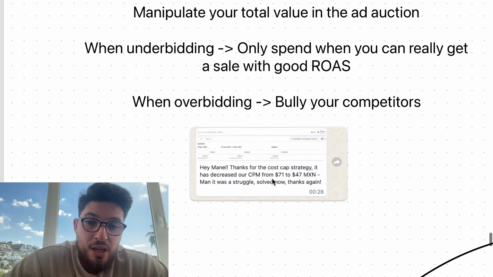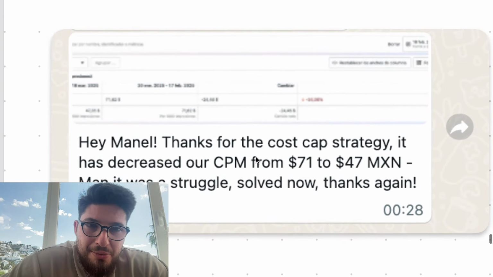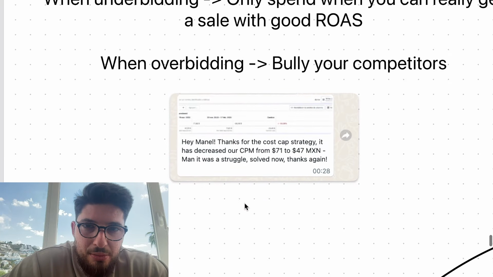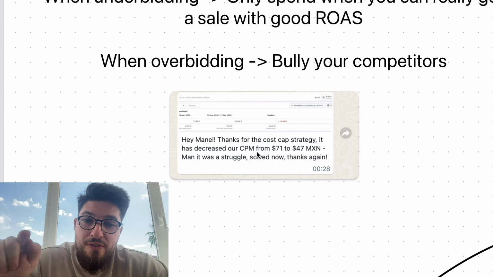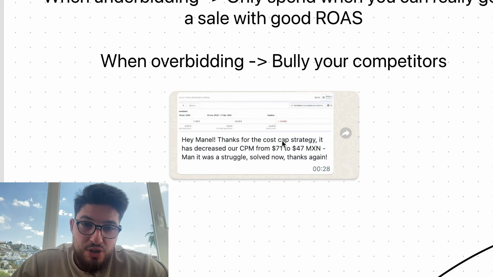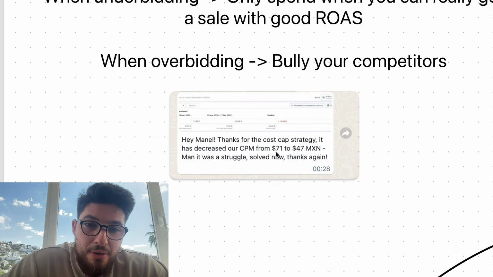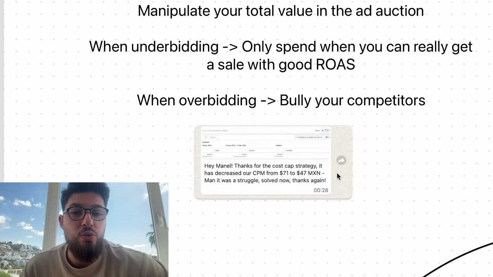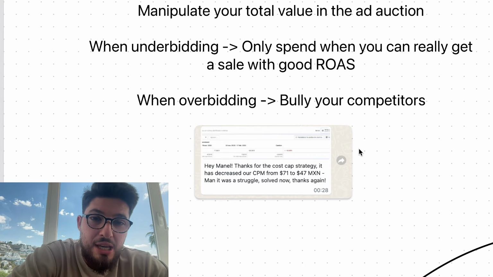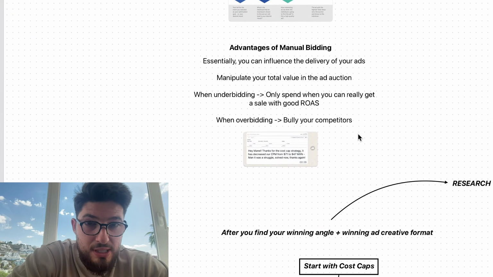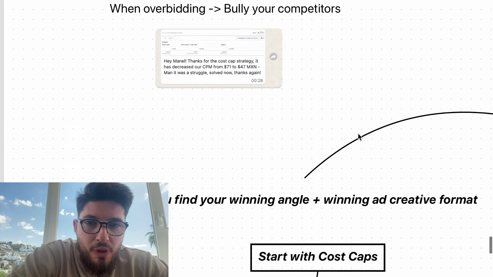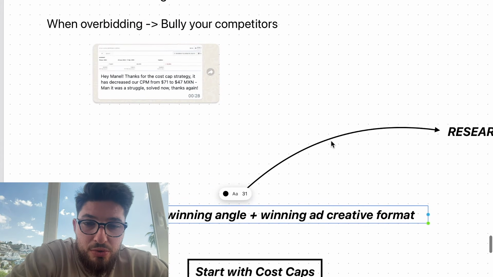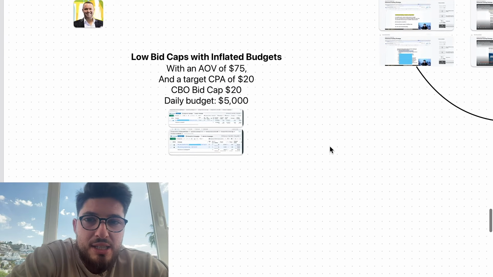That's nice as well. I actually have here a testimonial, a message from one of the members of my coaching who was using overbidding cost caps, the cost cap strategy, to decrease the CPM from 71 to 47. That's crazy. It was a struggle, solved now, thanks. So you can use these cost caps in a certain way to lower your CPM. Damn, interesting. So here's the thing. Now, going into something more practical, I think I'm not missing anything right here.